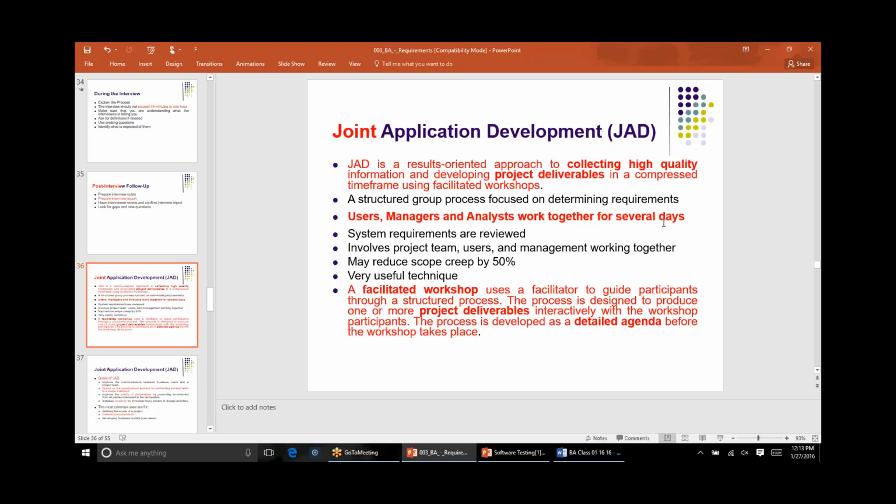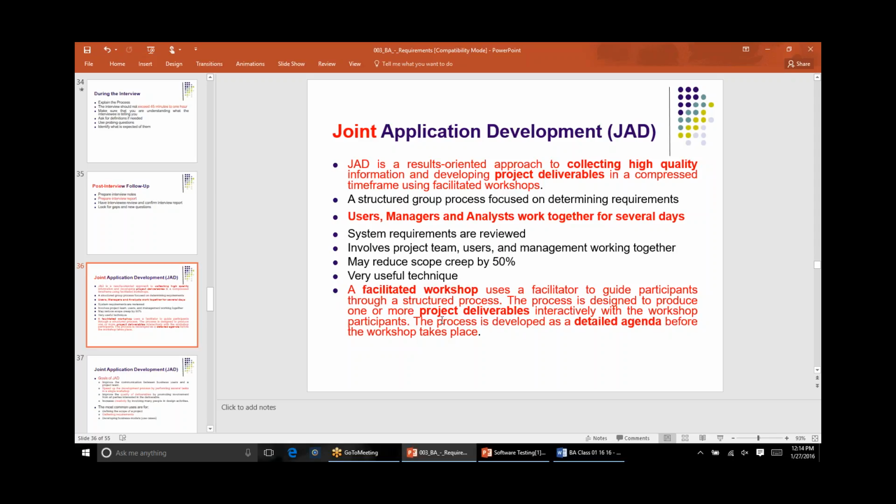Joint application development is a fairly commonly used approach. It's very commonly used. It's a very useful technique in which you can reduce scope and timeline by 50%. It is a very effective method of developing or implementing software, even in the SAP world; joint application development or JAD sessions can be used.